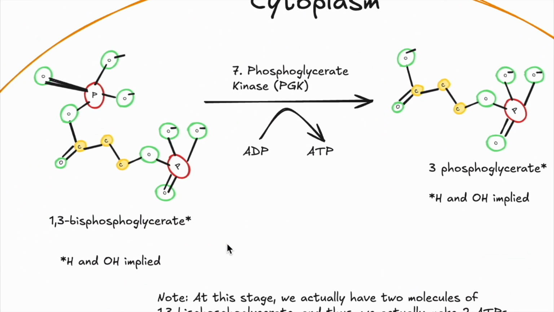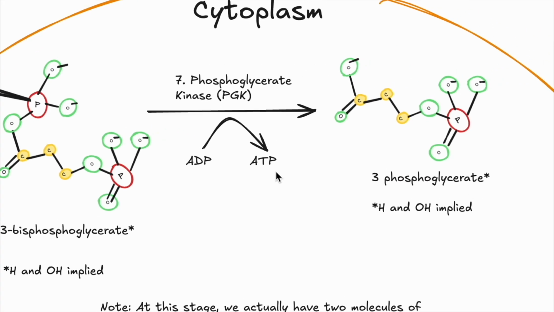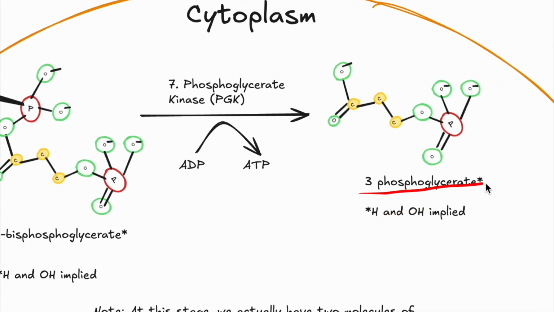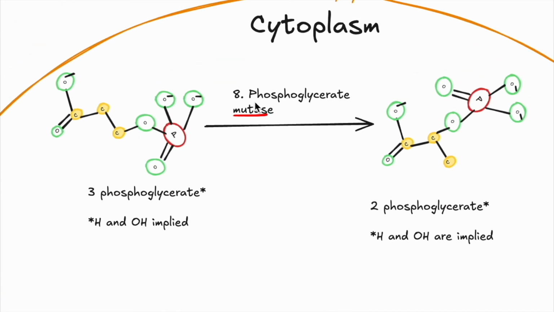The 2 molecules of 1,3-bisphosphoglycerate will have a reaction with the enzyme phosphoglycerate kinase, or PGK, to dephosphorylate this molecule and add it onto the ADP to create ATP. And you can see that now it becomes 3-phosphoglycerate. The next step is that the 3-phosphoglycerate will react with phosphoglycerate mutase to change the phosphate group from the 3rd carbon to the 2nd carbon.